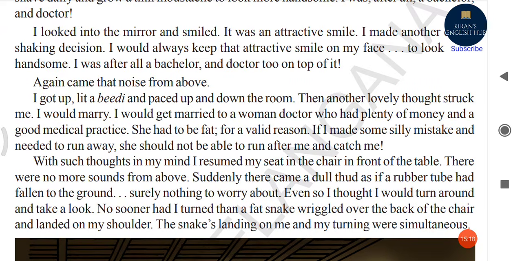If I made some silly mistake and needed to run away, she should not be able to run after me and catch me. The silly reason was, if he makes some silly jokes like he is making right now, the woman should not run behind him, catch him and beat him. So he wanted to marry a fat woman who cannot run. Next, with such thoughts in my mind, I resumed my seat in the chair in front of the table. Again, he sat in front of the table after thinking all of that.